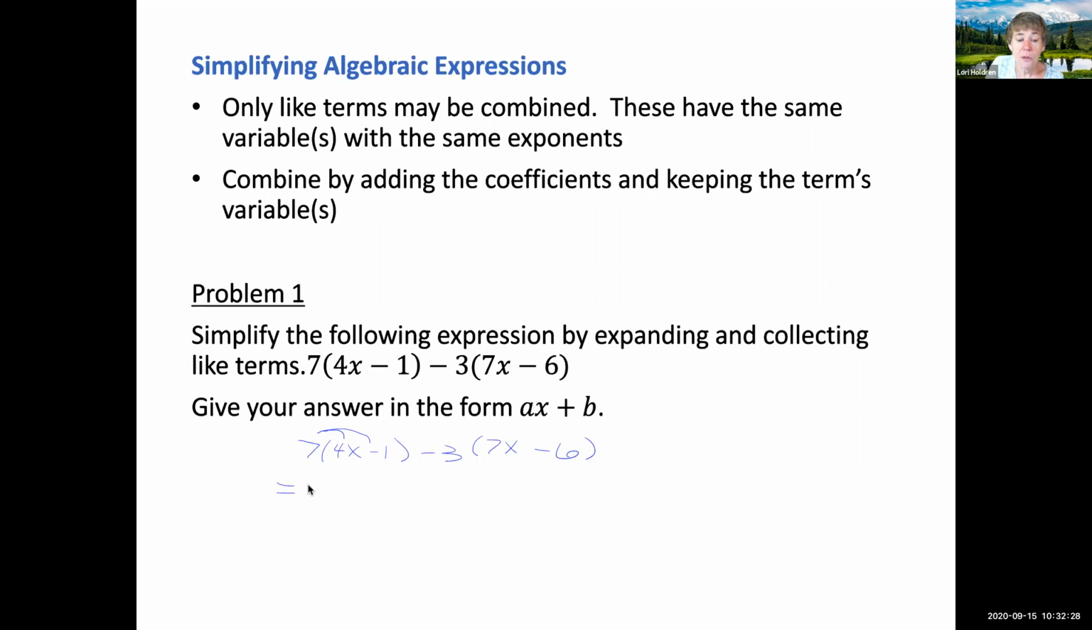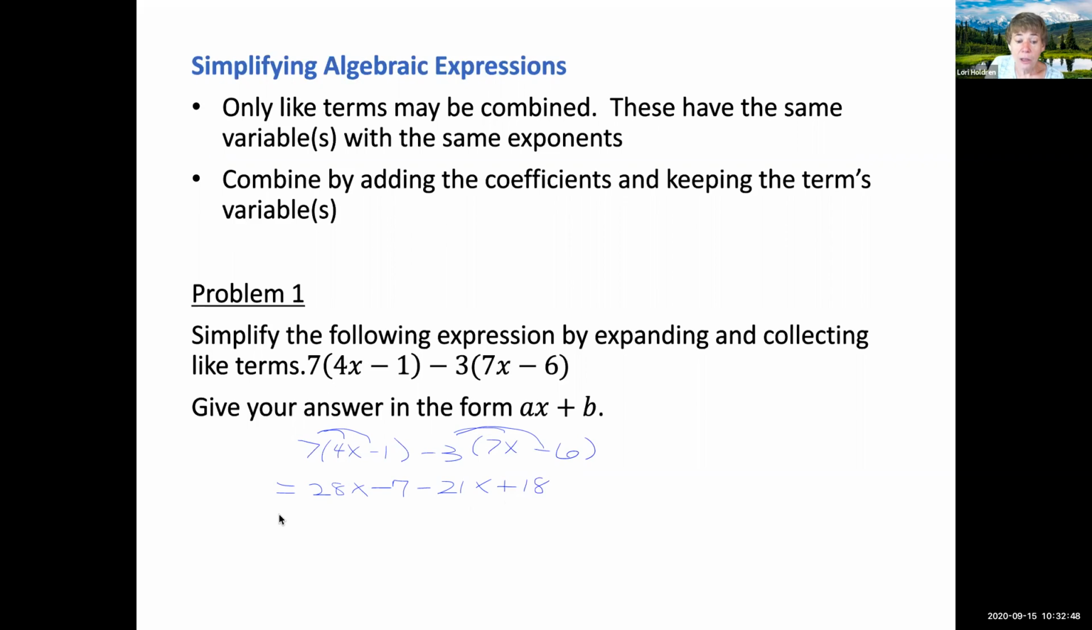So 7 times 4x is 28x. 7 times negative 1 is negative 7. Negative 3 times 7x, and notice I have to take the sign with it, would be negative 21x, and negative 3 times negative 6 would be positive 18.